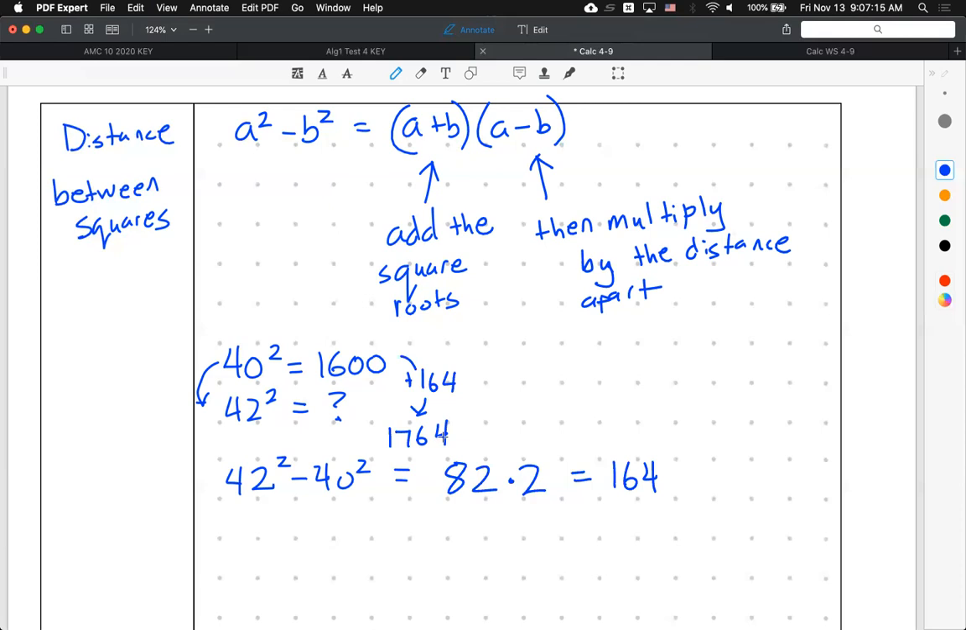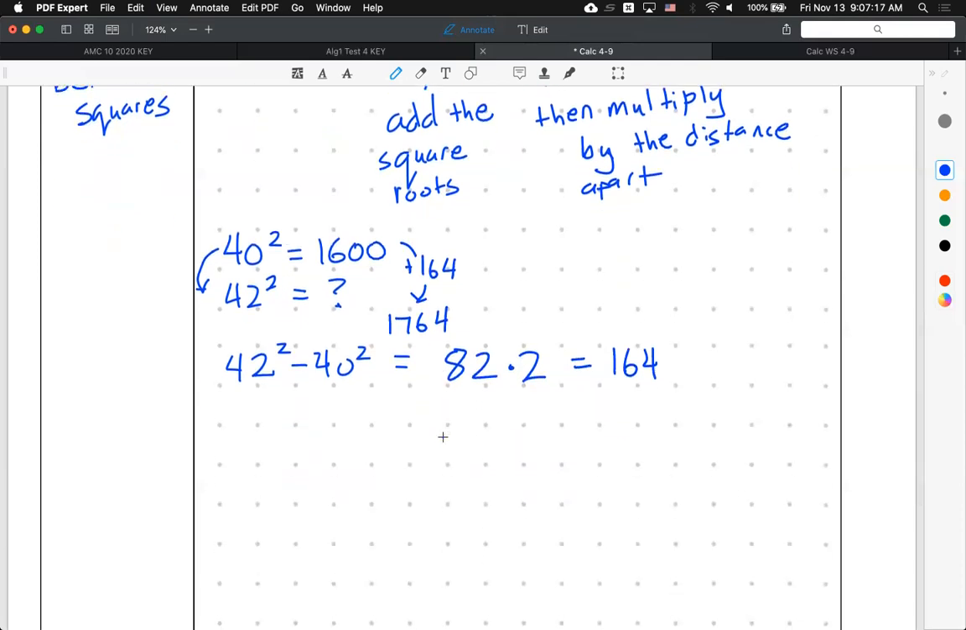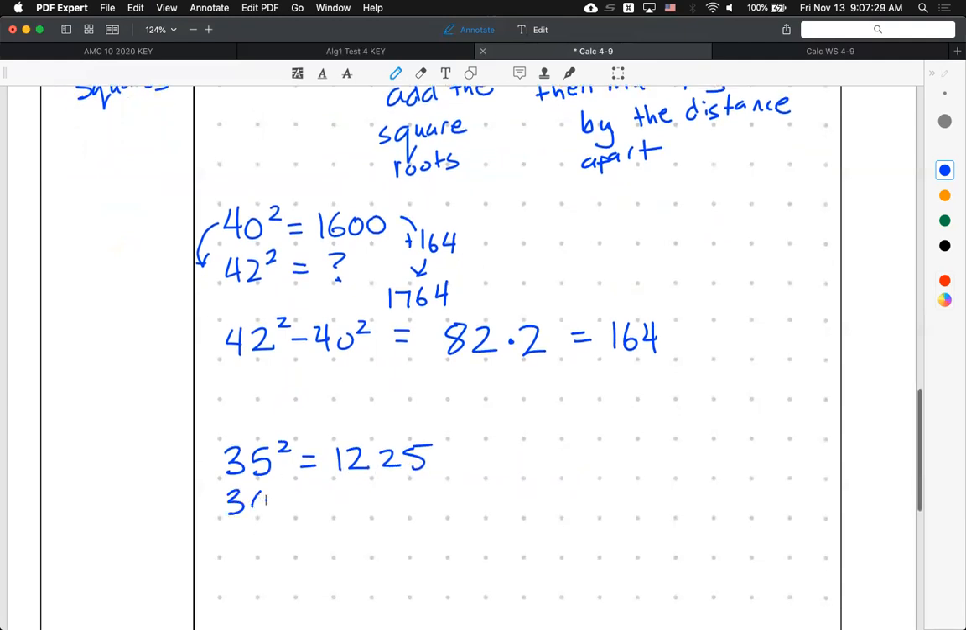I just want to verify that you guys know this trick. If I know that 35 squared is 1,225, what is 36 squared? What would you do? What's the trick?